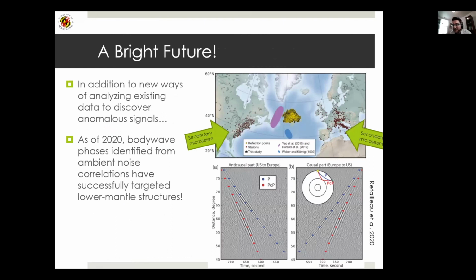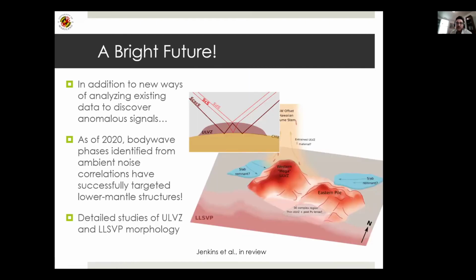Recently, there's this amazing paper by Retailleau et al. in 2020, and they actually use noise correlations to detect PcP and P waves. So these are waves that can really tell us a lot about lower mantle structure. And this is really phenomenal work, very exciting for me as a seismologist. Or we can use detailed studies of other kinds of phases to really map out structures at unprecedented detail. So this is a detailed model of the Hawaiian mega ULVZ by Jenny Jenkins et al., which is currently in review.